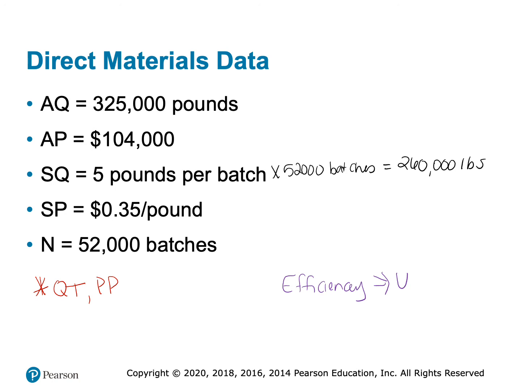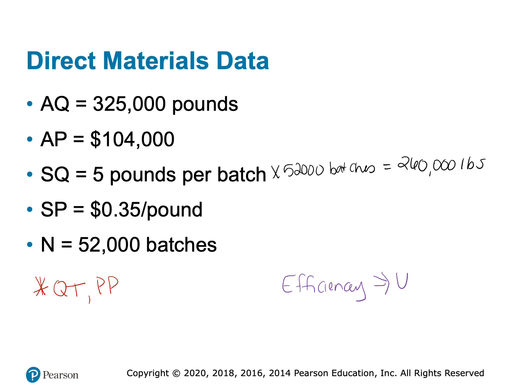So since the standard price is already on a per pound basis, I want to convert the actual price and make it per pound. Now, let me caution you. The common thing is to divide $104,000 by 52 batches. That would give you a price per batch, but then that would have you comparing a price per batch with a price per pound, and we don't want to do that. We want to compare price per pound with price per pound.